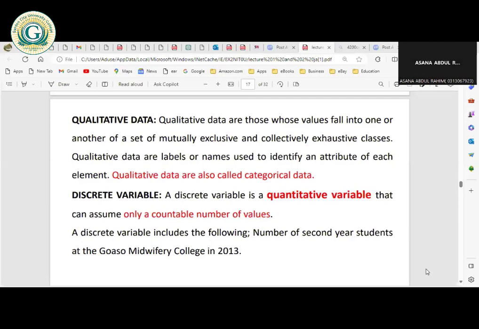So with the parameter, we compute a characteristic from the whole population. Let's say if I want to calculate a mean from the population using the population size, that's the parameter. But with the statistic, that's when we compute a characteristic from the sample, so that calculation is based on the sample size. If you are computing from the population, that is a parameter. But if you are doing it from the sample, that is a statistic.